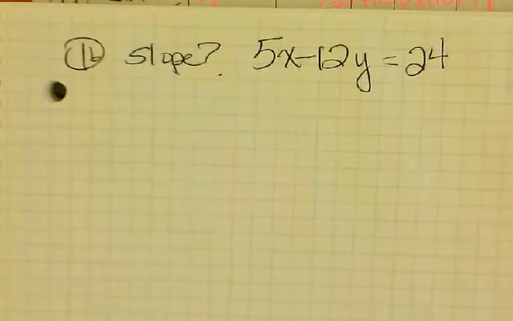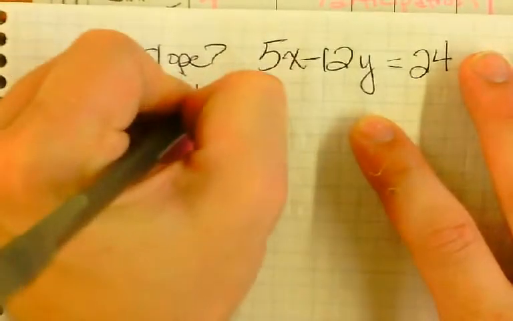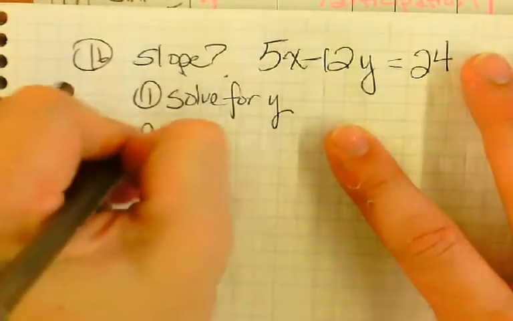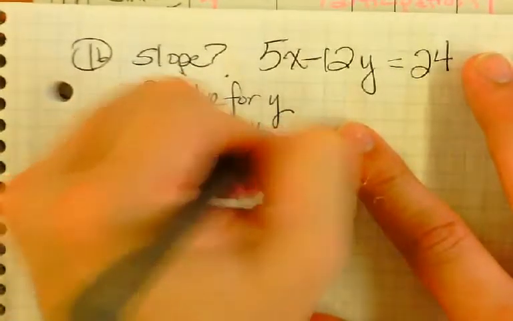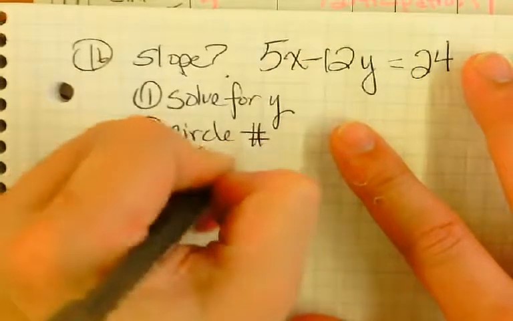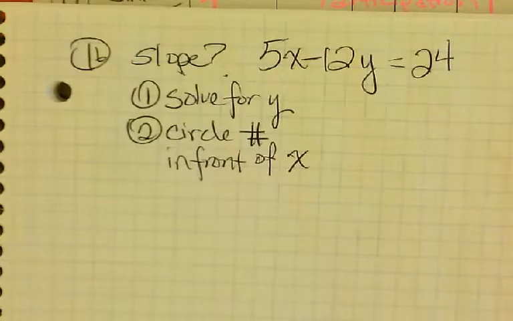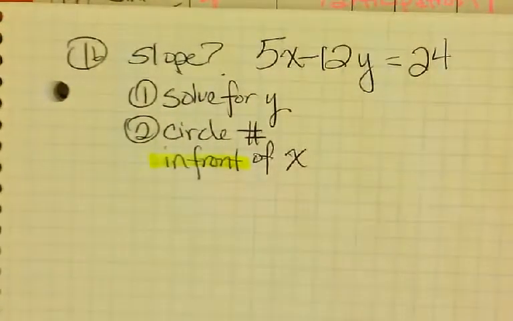All right, we need 2 things to find our slope. Thing number 1, we got to solve for y. Thing number 2, we got to circle the number in front of x. All right, so first things first, solve for y.